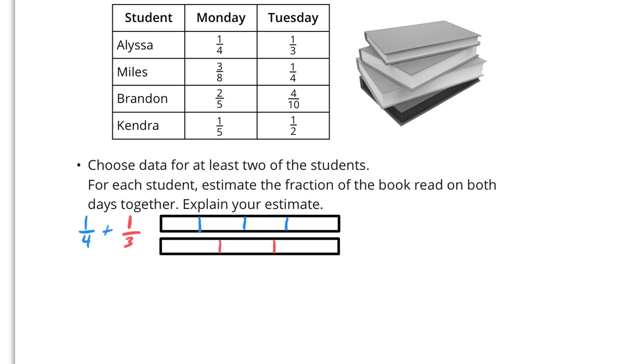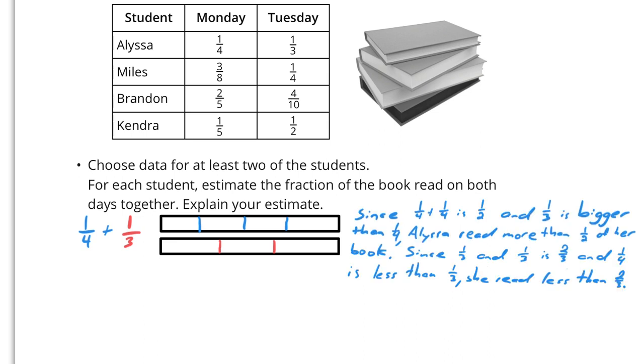So my explanation would be that it's more than a half, less than 2/3. And my full answer would be something like this. Since 1/4 and 1/4 is 1/2, and a third is bigger than a fourth, Alyssa read more than half of her book. Since a third and a third is 2/3, and 1/4 is less than 1/3, she read less than 2/3. And on the picture, that means more than a half, but less than 2/3, somewhere around there, if we're estimating.